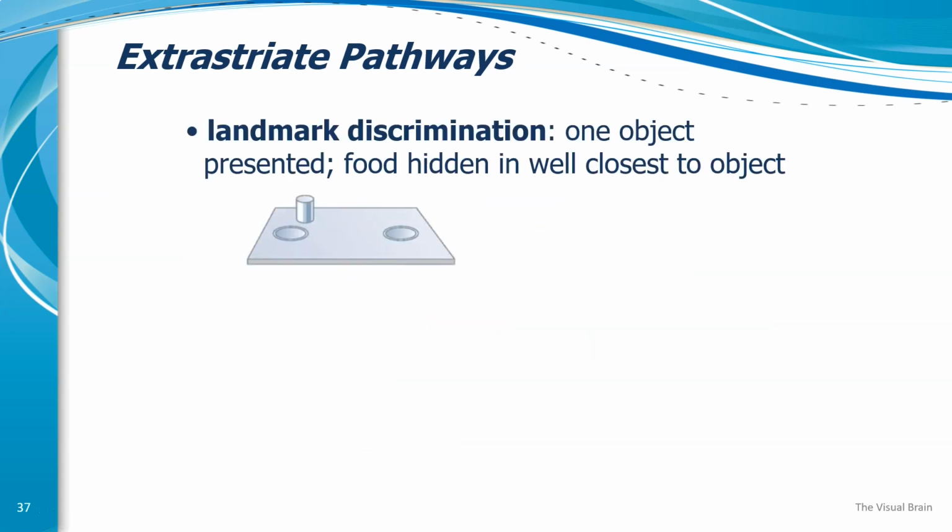The other task was called landmark discrimination. Once again, an object is presented, and then you get this particular choice. The food is hidden in the well that is closest to that object. So if you're keeping track, the previous task was a what task. What shape did I see? The second task is a where task. Where is the object located?